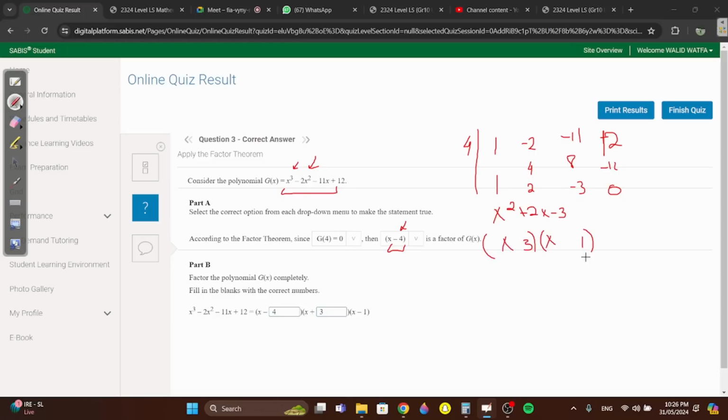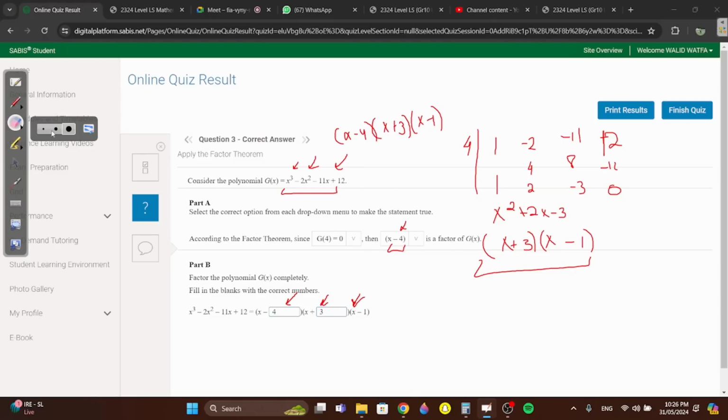Okay. What are the signs going to be? The plus goes to the bigger number. The minus goes to the other. Okay, so it's going to be x plus 3, x minus 1. So this can be rewritten as x minus 4, x plus 3, x minus 1. Okay, x minus 4, x plus 3, x minus 1.